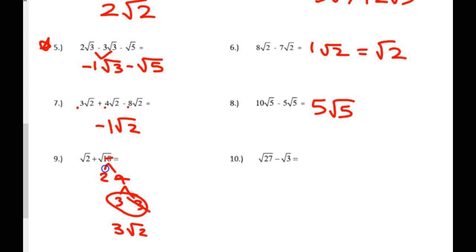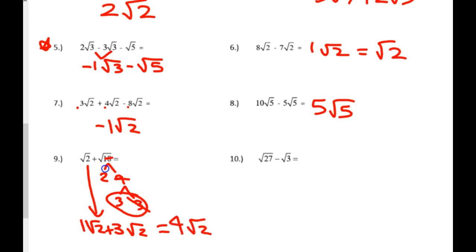But see how at the beginning we were adding? So I'll bring that down. Square root of 2 plus 3 square root of 2. Now can I add them together? Now the square roots match. Now I can add them, right? So I got a 1 square root of 2 plus a 3 square root of 2. What do I get? 4 square root of 2 is correct there.